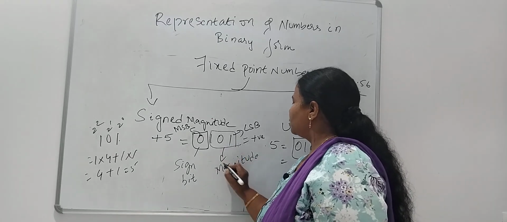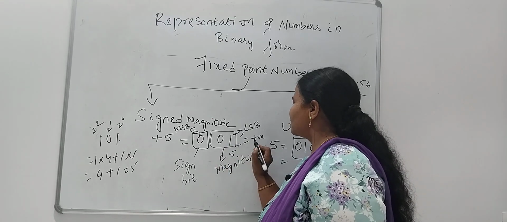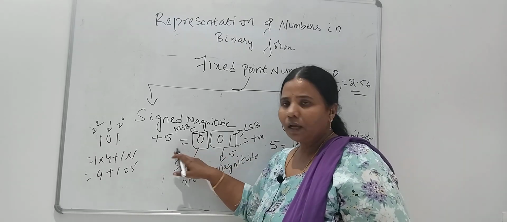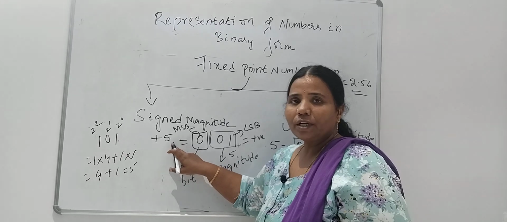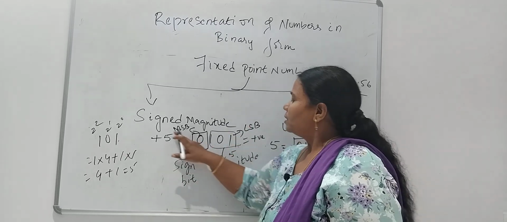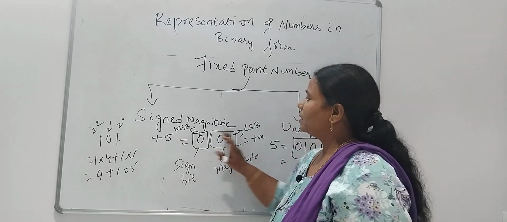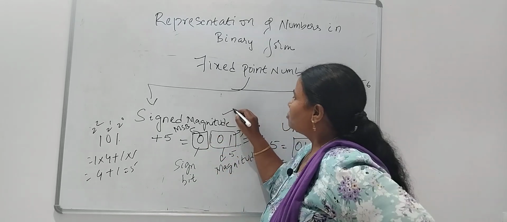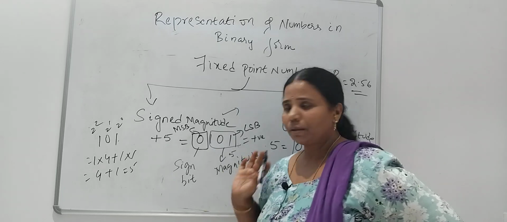So this magnitude, whatever the remaining bits are, is nothing but 5. Here the sign is positive and the value is nothing but what here? 5. Okay. So this is what you get. That means with respect to the sign, you are representing the numbers. It is called signed magnitude numbers.